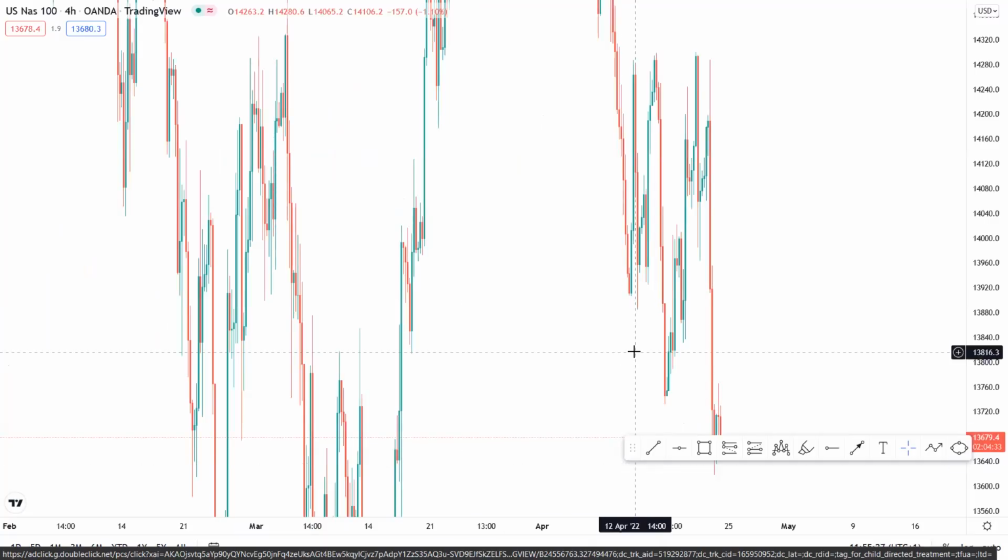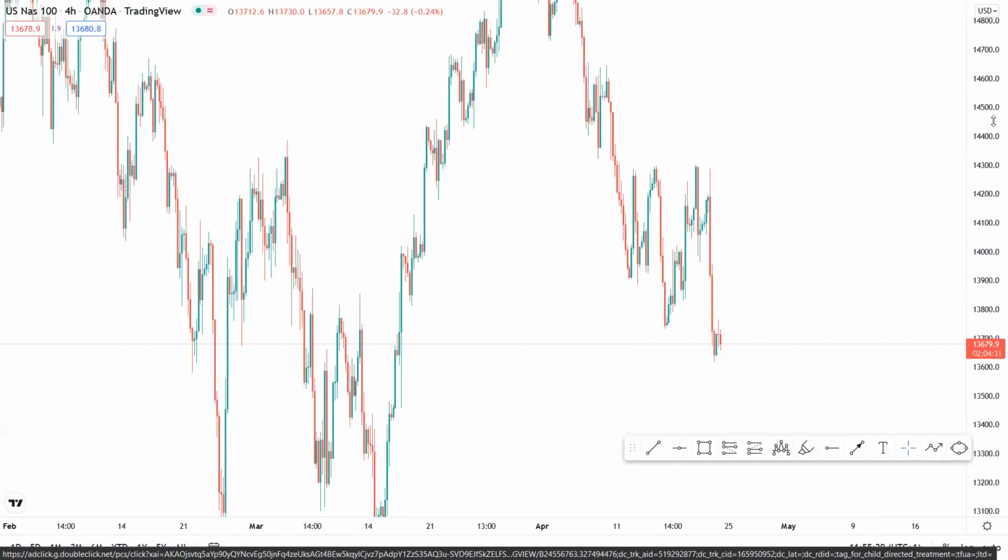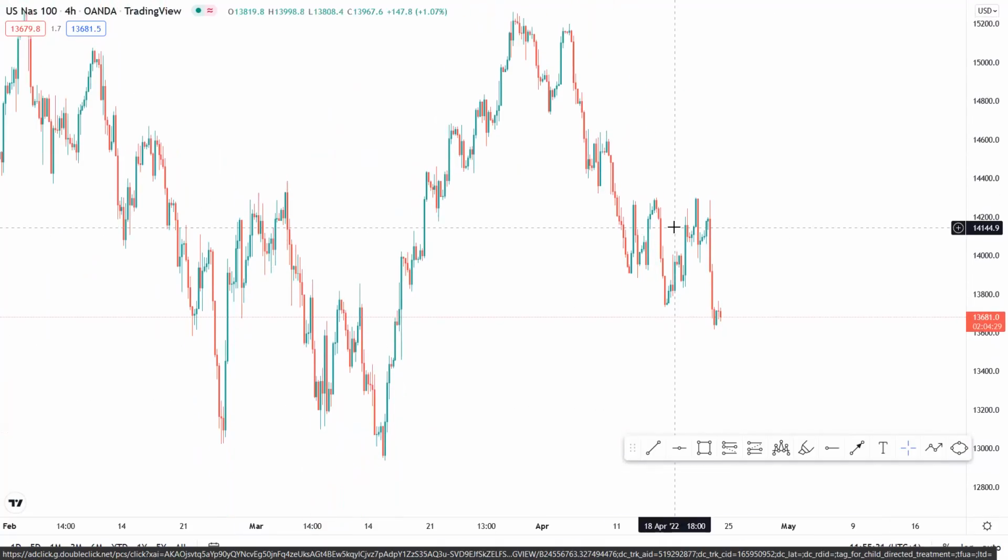So at the end of the day, we are on Nasdaq now. As you can see, Nasdaq is dropping, really dropping. But at the end of the day, it's creating what we call, I think here, a falling wedge, and I'll show you what's going on.